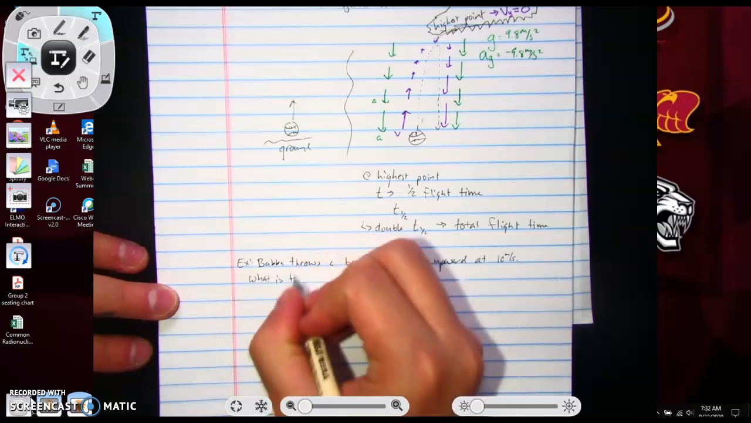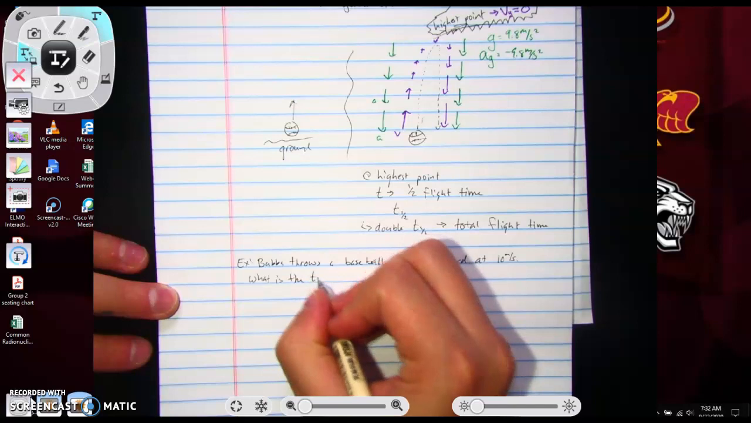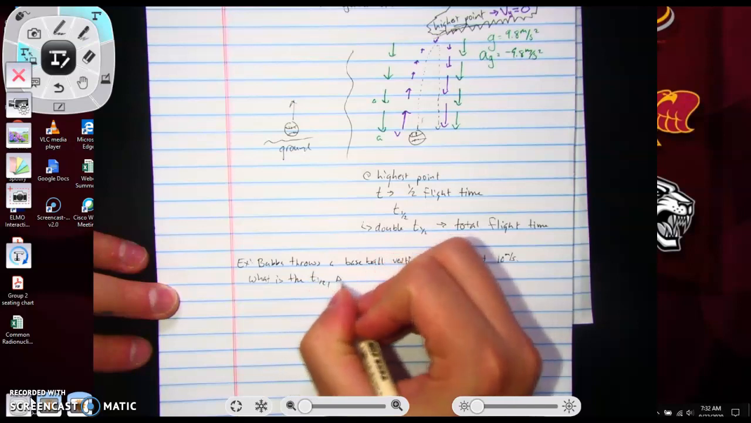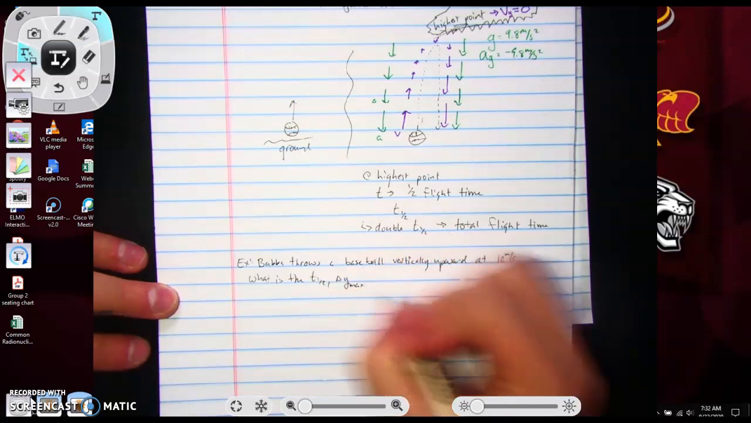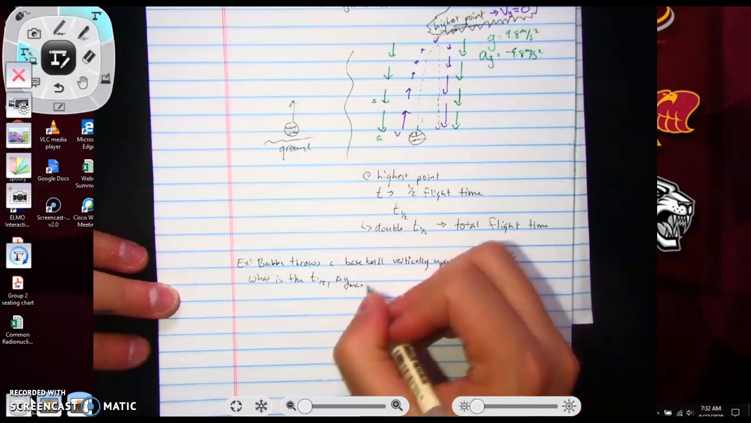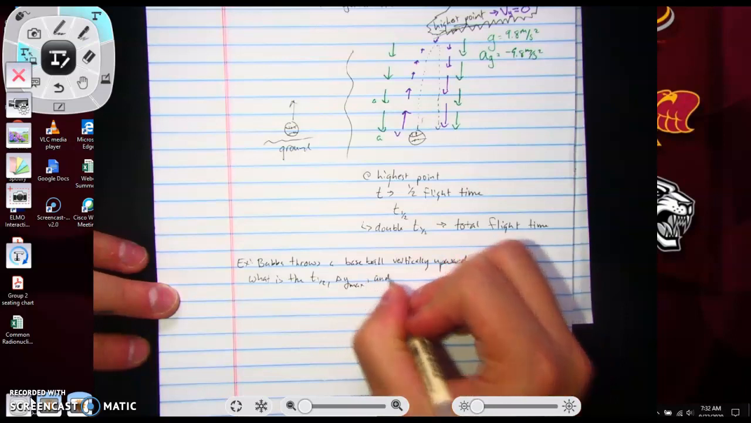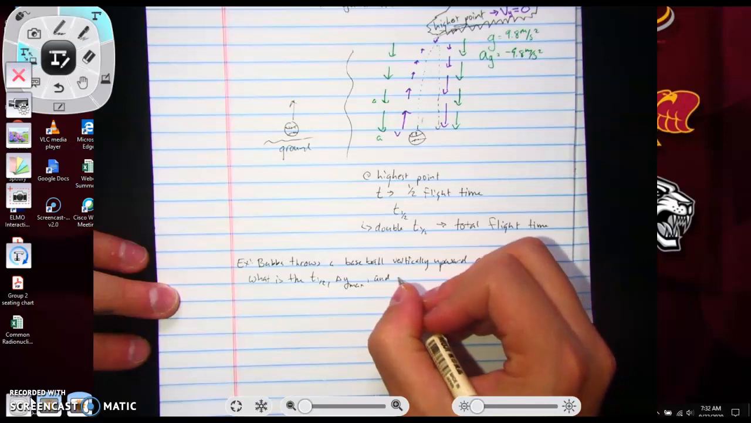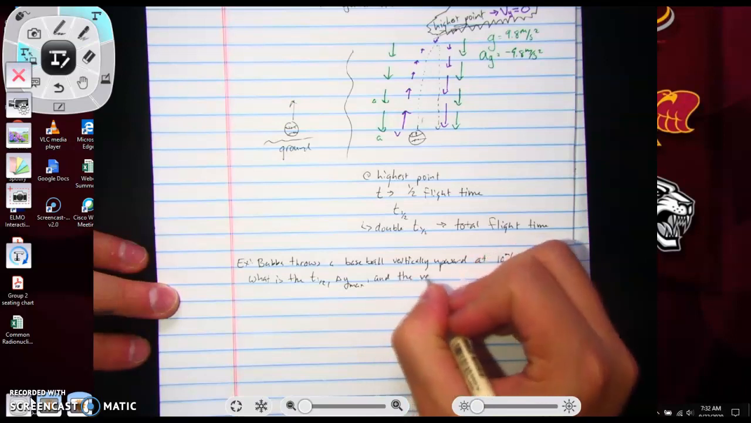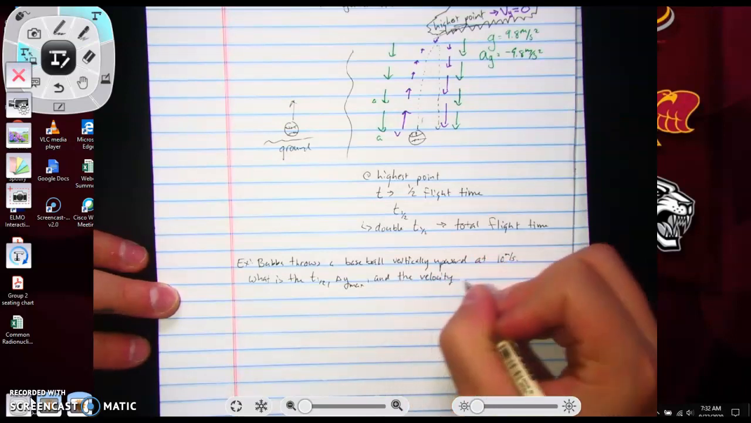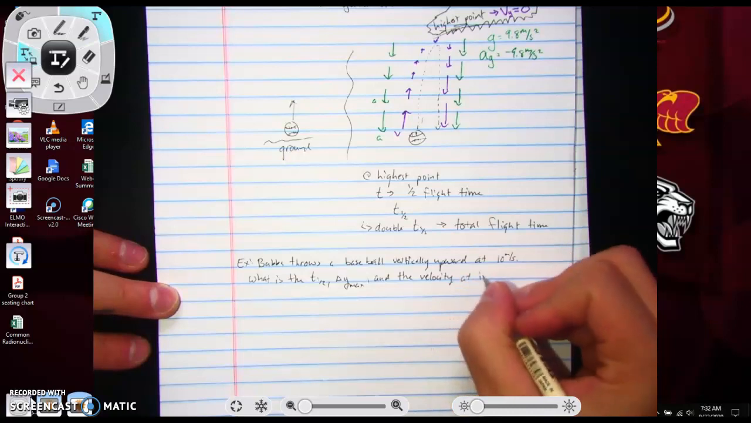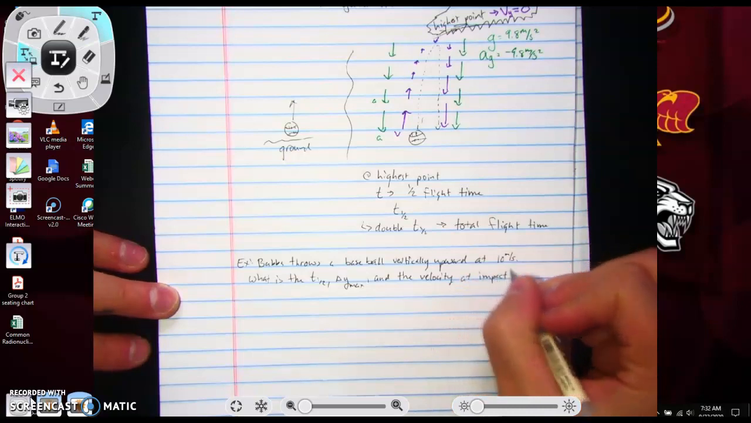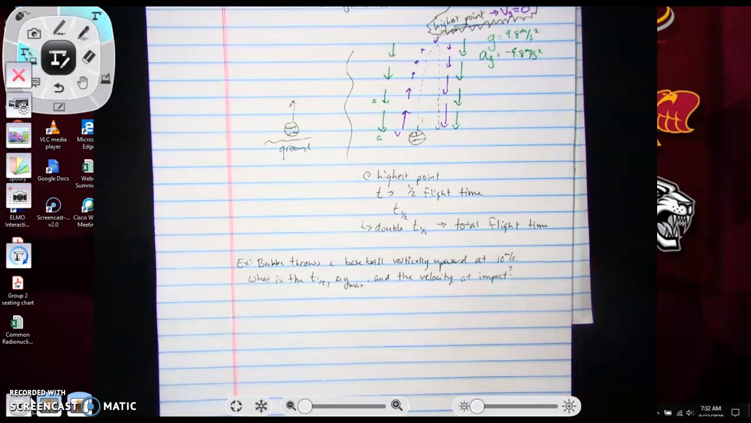What is the t1/2, delta y max, and the velocity at impact? Okay? So a lot going on right here.